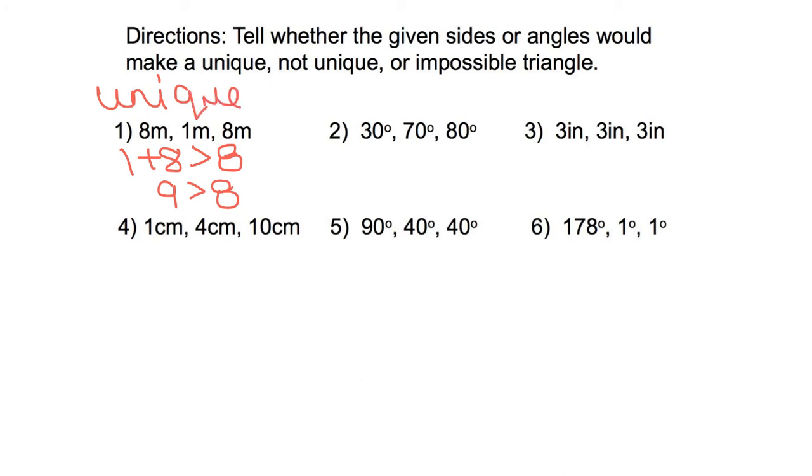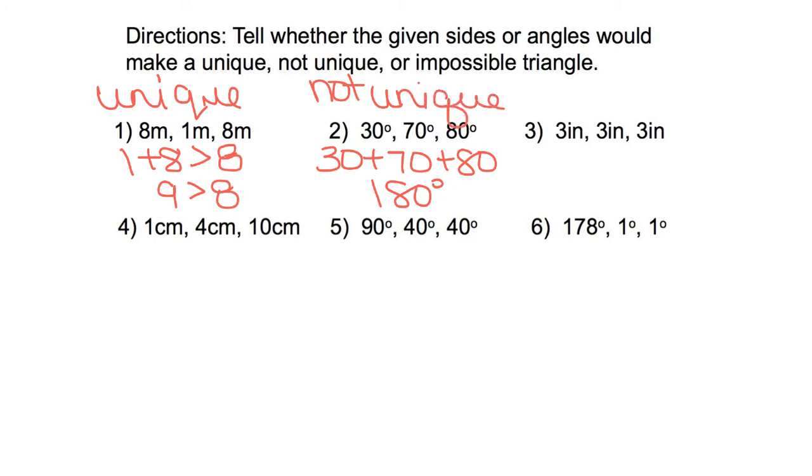Number 2, 30 degrees, 70 degrees, and 80 degrees. These are angle measures, so my angles have to add up to 180. So we're going to add 30 plus 70 plus 80, which is 180 degrees. This will make a triangle, but since I'm given angle measures, it's a not unique triangle, because I can make many triangles with those 3 angle measures.